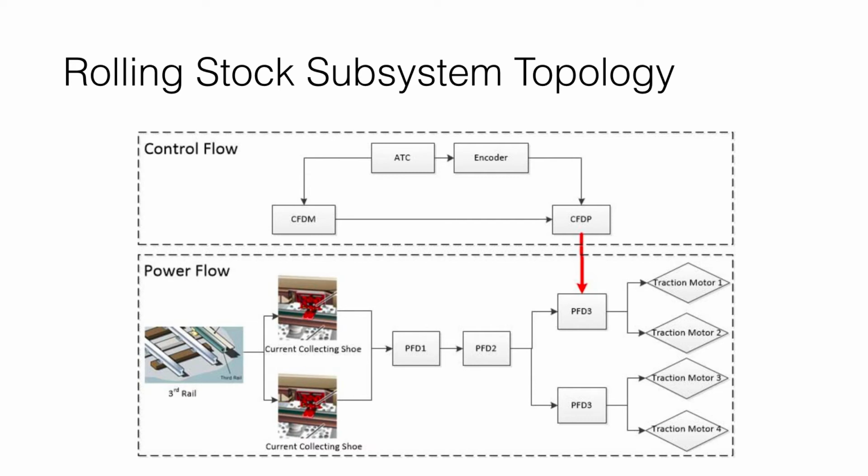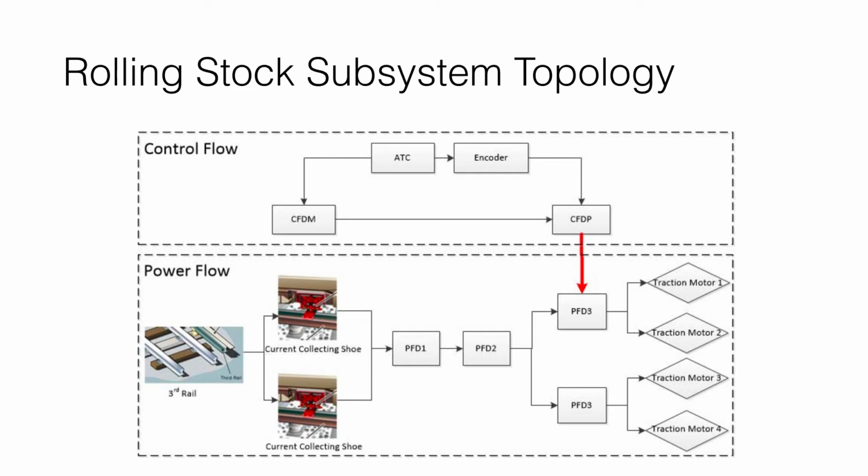Each bogie has two power collecting shoes that get power from the third rail. If one shoe fails, the train can still operate normally. It's designed for redundancy. But if two shoes are damaged at the same time, the car would not be able to draw any power from the third rail. And the train may still operate, but in a degraded mode with reduced speed, or it may stop entirely. And these PFD, or power flow devices, are shared by bogies, so they're used for transmitting the power.